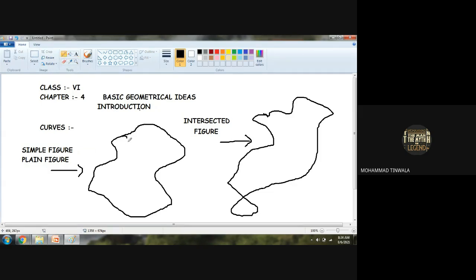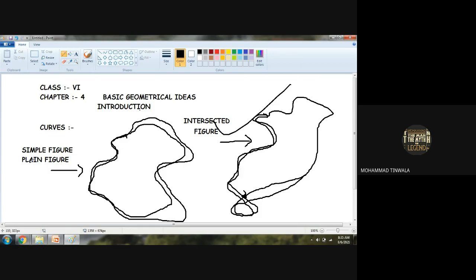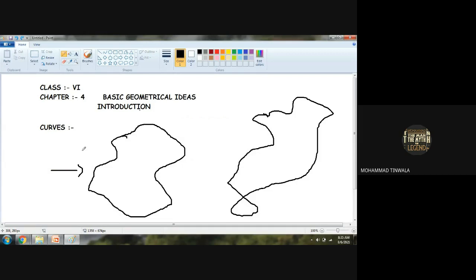Can I say this is a simple or plain figure? Because there is no intersecting in it. It is going and going and going and ending. Are you getting it? Over here it is going and going, but there is one intersecting part over here. So this is said to be an intersected curved figure, and this is said to be a simple curve. Any doubt with this? No, sir. No doubt. Very good.